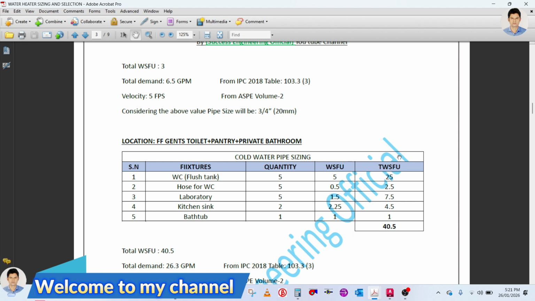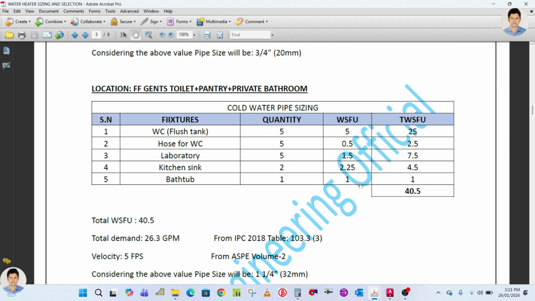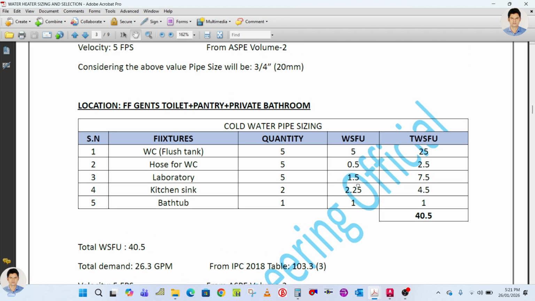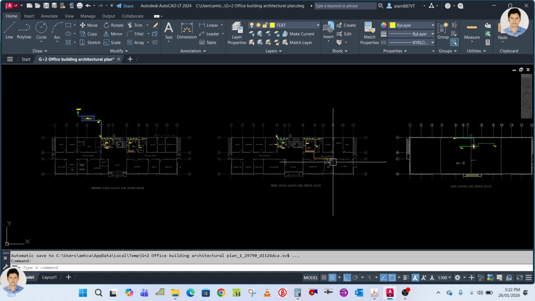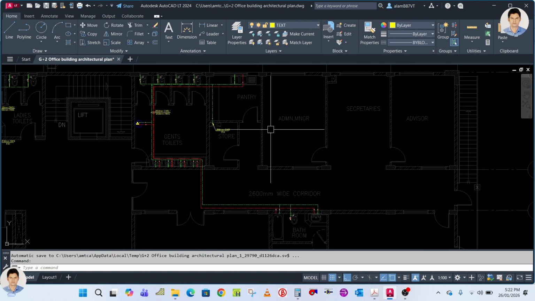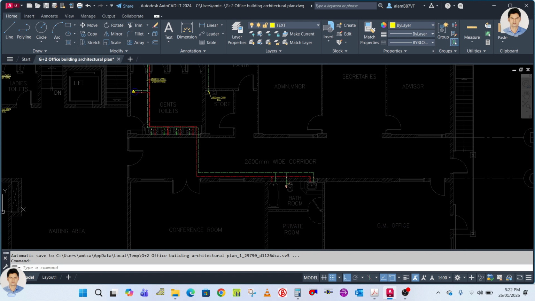So as I told in my previous tutorials, I will complete the cold water pipe sizing for the first floor gents toilet plus pantry plus private bathroom. You can see here, this is the first floor plan. In this you can see this is the gents toilet, pantry and bathroom. This is the private bathroom.